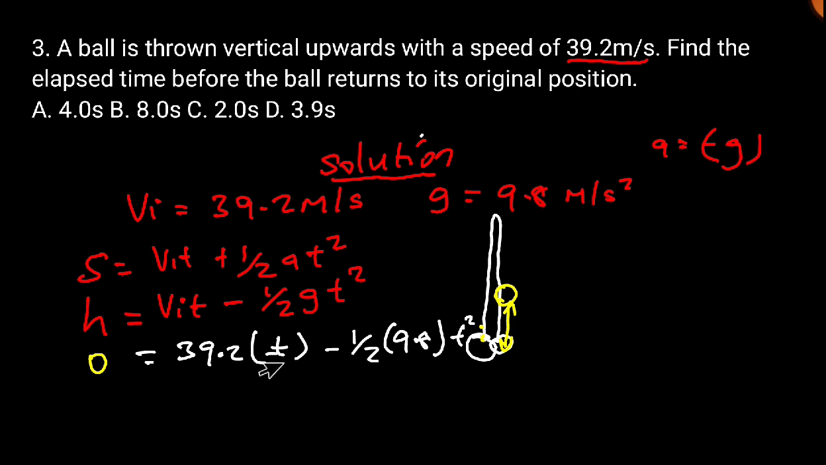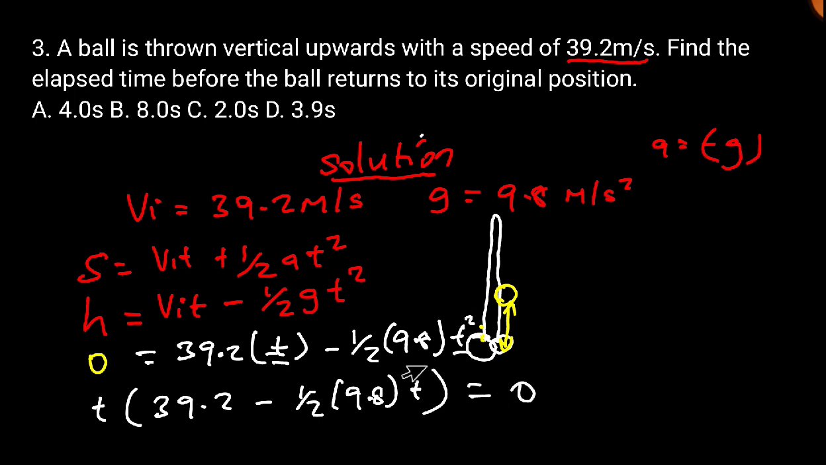So let's factor out t. We have t here and we have t square here. If you factor out t, we're going to get 39.2t divided by t, we have 39.2, then minus all of these divided by t. We're going to get half multiplied by 9.8, then t equals 0. So I have that either t is equal to 0 or 39.2 minus, now 9.8 divided by 2 is 4.9, then t is equal to 0.